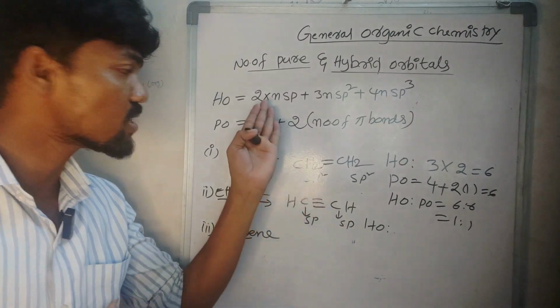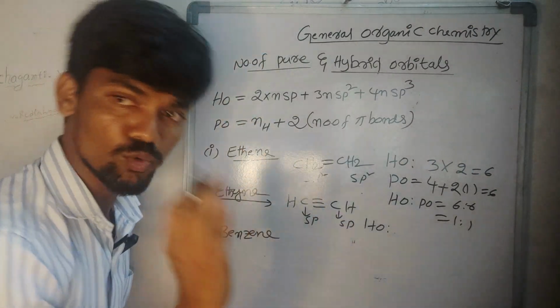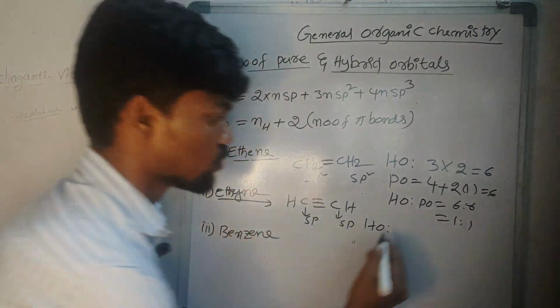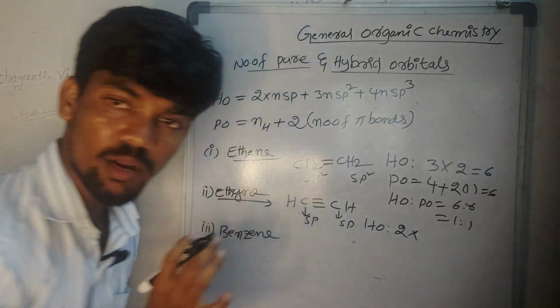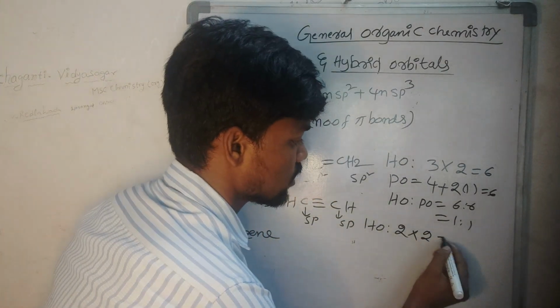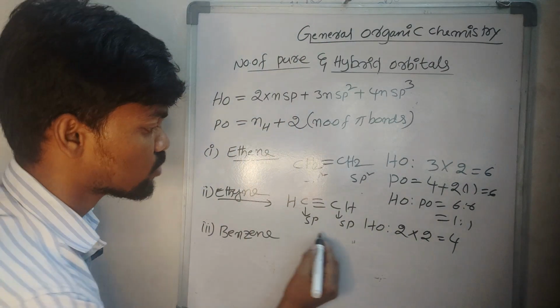So what is the formula? 2 into the number of sp carbons. We must add 2 into how many carbons are there? 2. So 2 into 2 is equal to how much? 4. So coming to the pure orbitals.